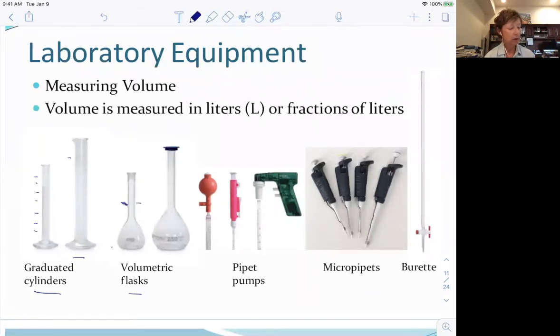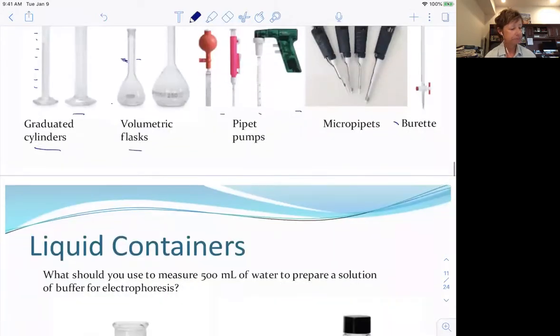Then in lab, we worked with the serological pipettes, which usually are in the range of 1 to 25 milliliters. And then when we worked with the micropipettes, that's below 1 milliliter. And so it goes into tenths and hundredths and even thousandths. So it gets into the microliter range. And then we probably won't work with the burettes, but these are used for titration. So you're adding a specific amount of acid or base, and they have applications in specific kinds of measurements, particularly in water chemistry and things like that.